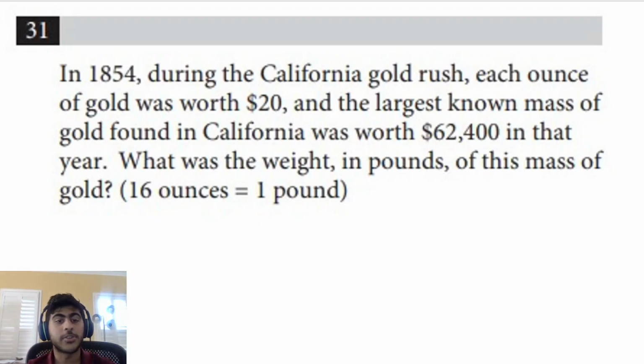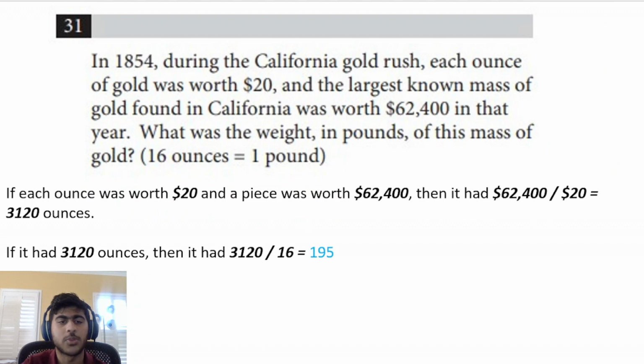We're going to start with question 31. In 1854, during the California Gold Rush, each ounce of gold was worth $20, and the largest known mass of gold found in California was worth $62,400 in that year. What was the weight in pounds of this mass of gold? And we're told that 16 ounces is 1 pound.